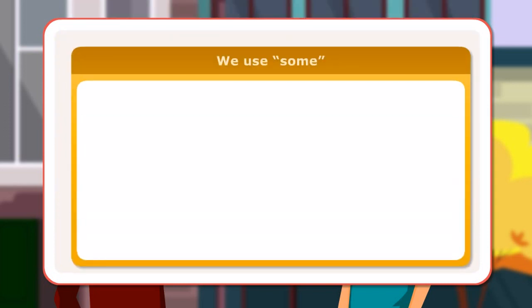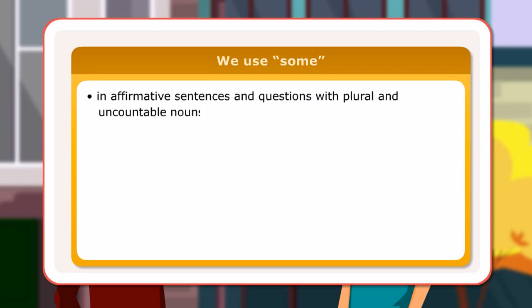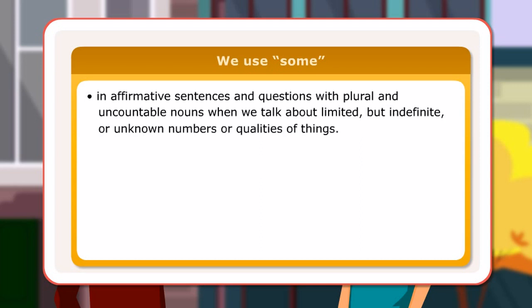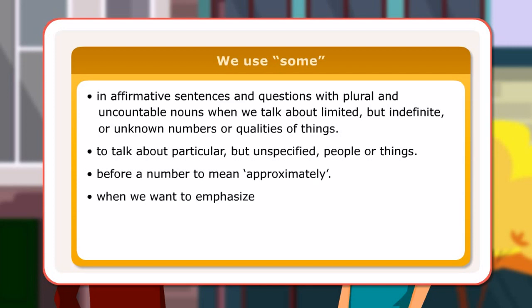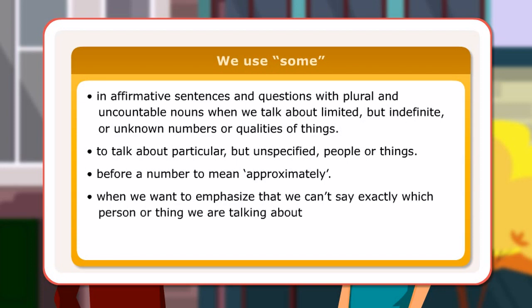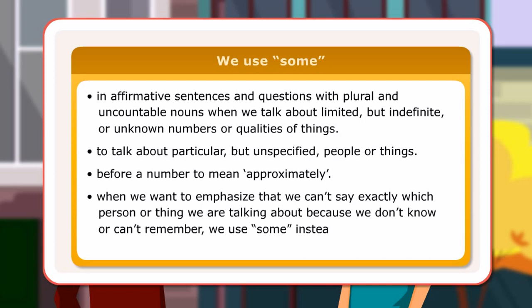We use some. In affirmative sentences and questions with plural and uncountable nouns, when we talk about limited but indefinite or unknown numbers or qualities of things. To talk about particular but unspecified people or things. Before a number to mean approximately. When we want to emphasize that we can't say exactly which person or thing we are talking about because we don't know or can't remember, we use some instead of a or an with a singular noun.